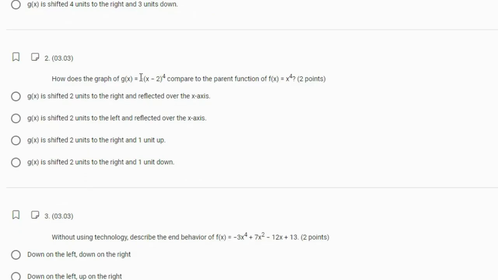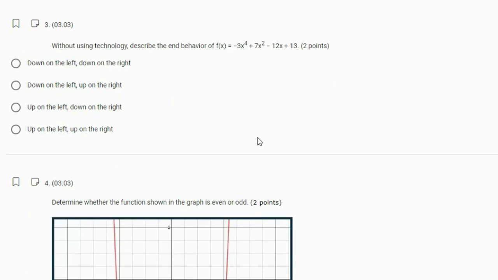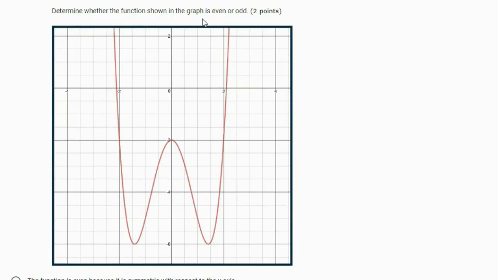Here's another one. How does this graph compare to the parent function? So what translations happen? There's a negative coefficient out front. There's a -2 in the parentheses. What's the end behavior? It says without technology. If you want to check yourself, you can go to Desmos, but see if you can do it first without technology. This is a fourth degree with a negative coefficient. That should tell you all you need to know because we made a little chart. That's an even, 4x to the fourth is an even number and it has the coefficients, that's a negative. Is this graph even or odd?